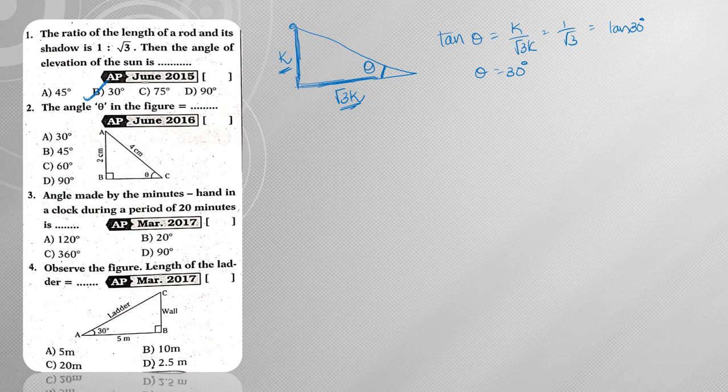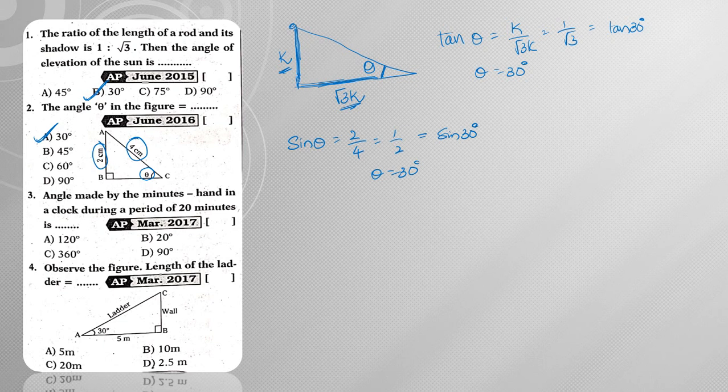Next, the angle theta in the figure. If you observe, theta is present here, and this is the opposite side, and this is the hypotenuse. So opposite and hypotenuse, so you can apply sin theta. So sin theta is equal to 2 by 4, which is nothing but 1 by 2. So sin 30 is 1 by 2. On comparing, the value of theta is 30 degrees. Hence the answer is 30 degrees.